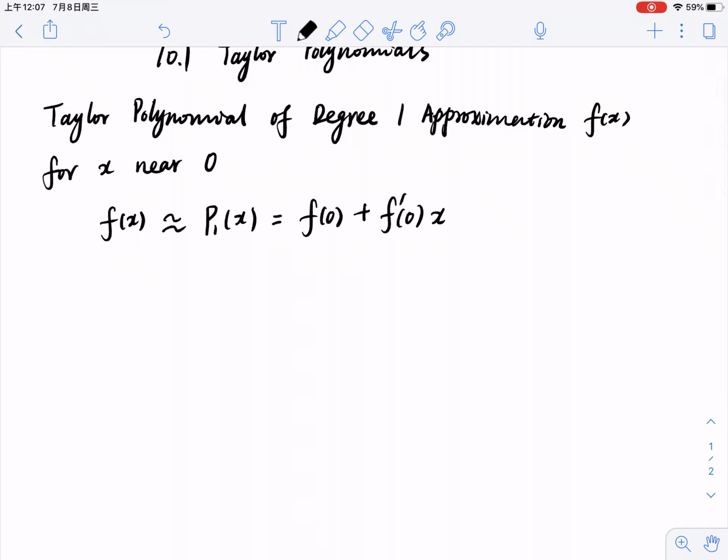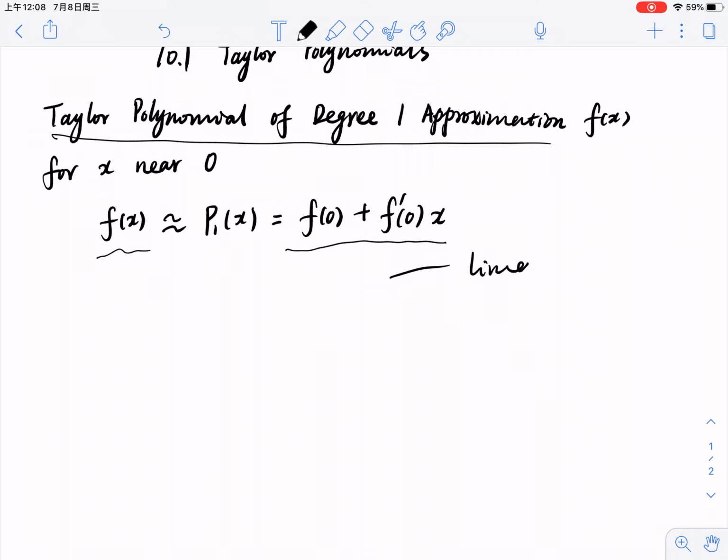The Taylor polynomial of degree 1 approximation of f(x) for x near 0 is given by this. f(x) can be approximated by this linear function, f(0) plus f'(0) times x. This is also called the linear approximation.